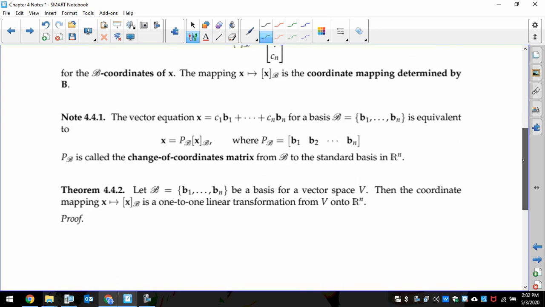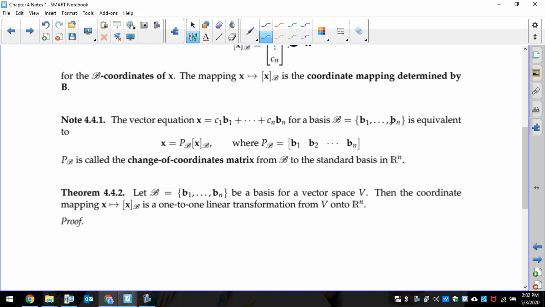So here, let's read this note, see what I wrote down here. You've got a vector equation. x is represented in terms of the basis b. You've got the b coordinates. Is equivalent to this change of coordinate matrix. So this P sub B right here is called the change of coordinate matrix. If you multiply the coordinates by this change of coordinate matrix, it takes you back to the original vector, which is this abstract vector. So how do you represent the change of coordinates? Well, it's just the basis vectors slapped down as columns of some matrix is all it is.